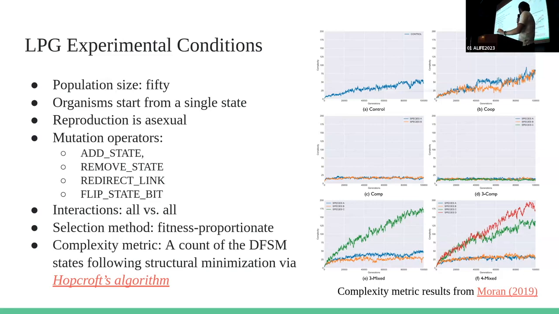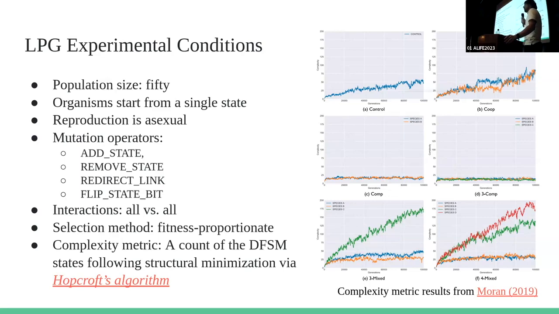So you can add a state, remove a state with equal probability, redirect a link, and then flip the label of a given state bit. So on the whole, there's no bias to grow, but there will be a tendency to grow over time because you're bounded at a size of 1. There's all versus all interactions. So each member of the population plays against all 50 of its opponents in its respective groups.